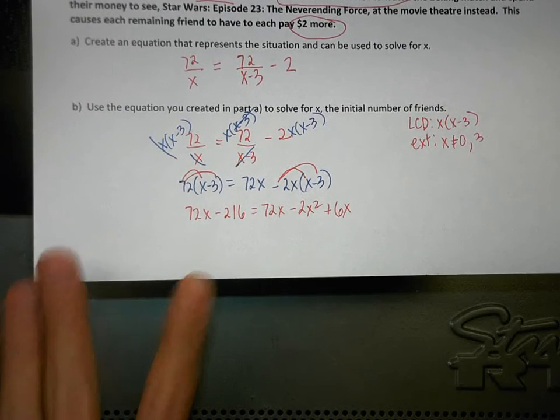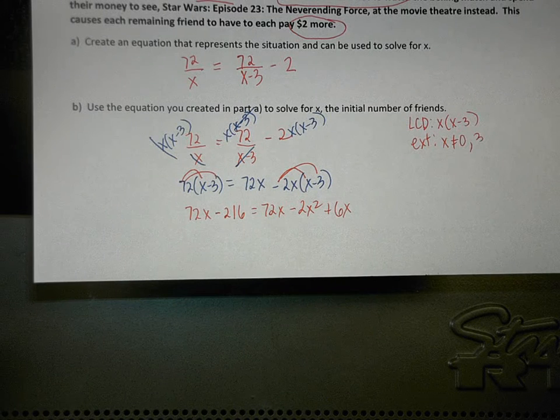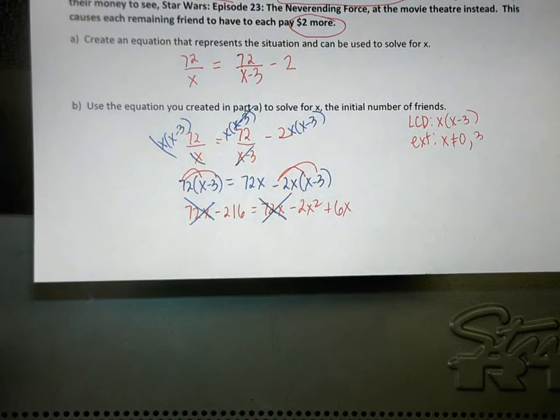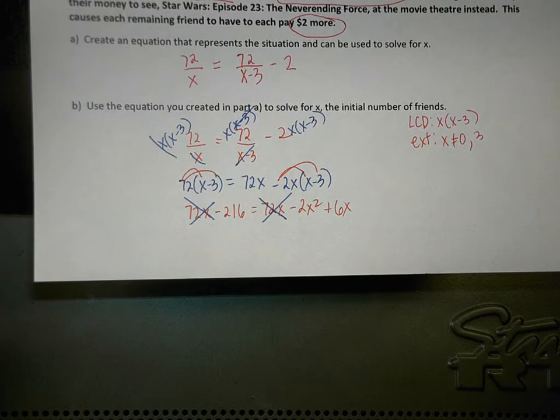There's one thing I notice. Do you guys notice anything about this equation right now? The 72x's can cancel out. Do you guys see how there's a 72x on both sides? So just to make my life easier, I'm going to cancel those out. Okay, what else? What do you think we're going to have to do?